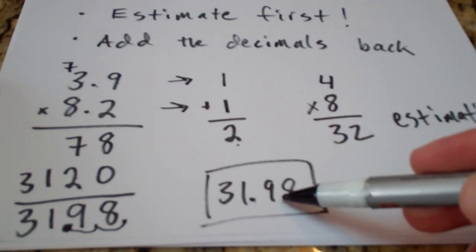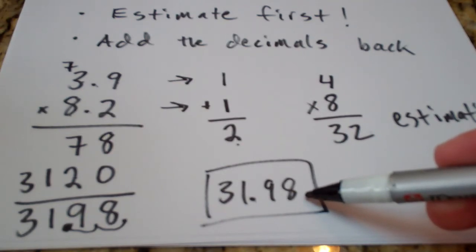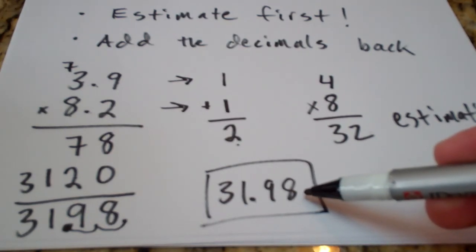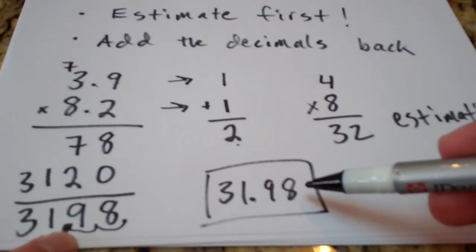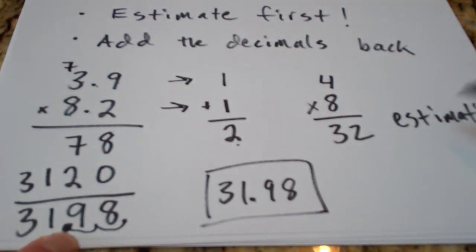If my decimal was here, I'd have 319. If my decimal was here, I'd have 3,198. I know I have done at least my decimal work correct. My decimal's in the correct spot because of my estimation.